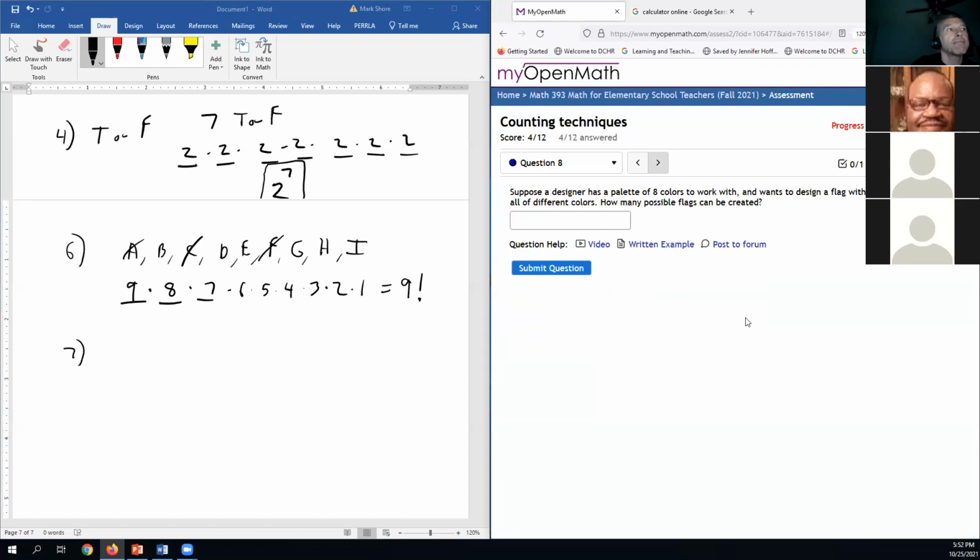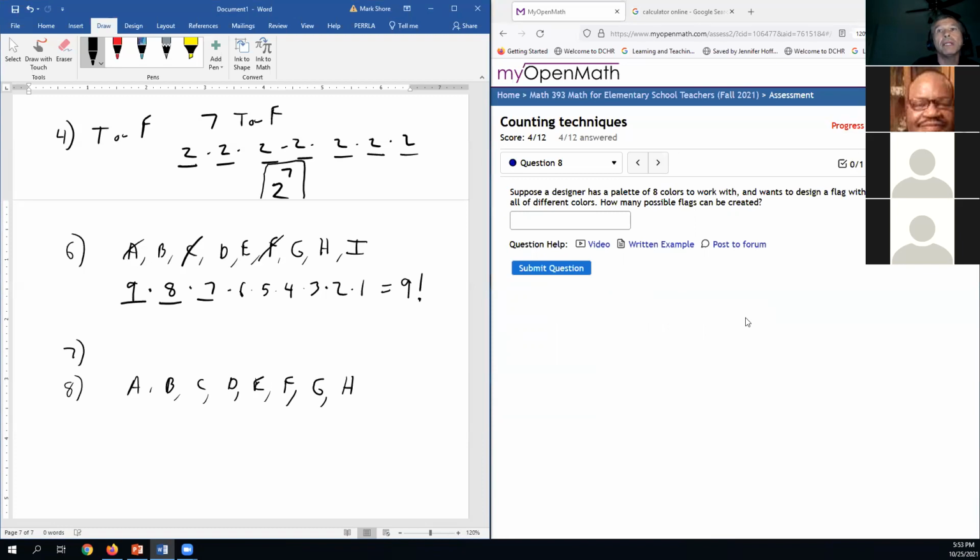On problem 8, it says, suppose a designer has a palette of 8 colors to work with and wants to design a flag with 2 vertical stripes, all of different colors. How many possible flags can be created? Okay, so let's take a look at this. We got 8 colors. You can label them if you want. A, B, C, D, E, F, G, H. There's my 8 different colors.